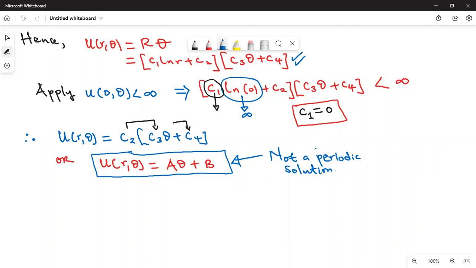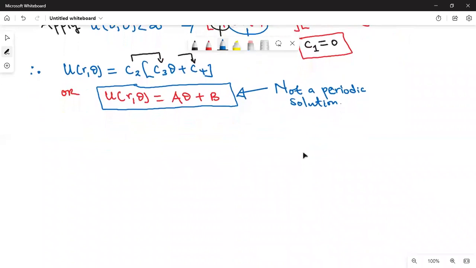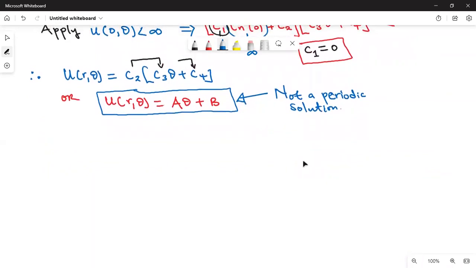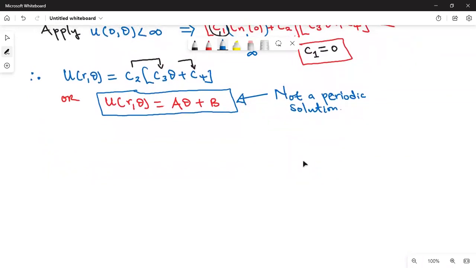Now, let's look at another case. Before we look at the other case, let me explain what we mean by periodic solution. It is a solution that is in terms of sine and cosine. That is the solution that we are interested in. So we expect that for this solution to be periodic, A must be equal to 0.